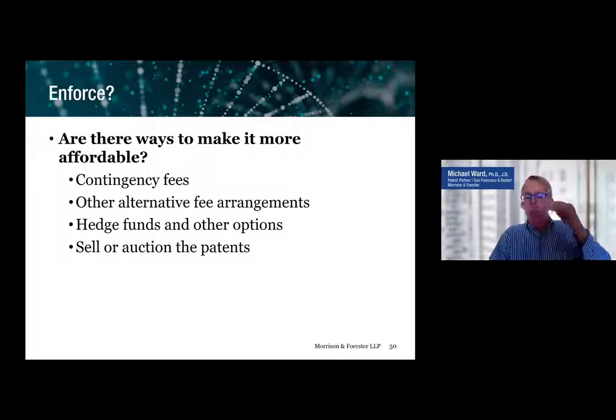All right. Are there ways that you can make it perhaps more affordable? There may be contingency fees. That is, you can get a lawyer to take on your case where that lawyer will not charge you, in order to get a percentage of the outcome. That's rare. It does happen occasionally in IP litigation, but it's rare. And there might be other alternative fee arrangements where you can defer fees and costs and give the law firm some sort of upside to winning the case for you. Then there are certain hedge funds and others that will invest in various IP litigation matters. You can also think about selling or auctioning your patents in order to raise money to enforce them.